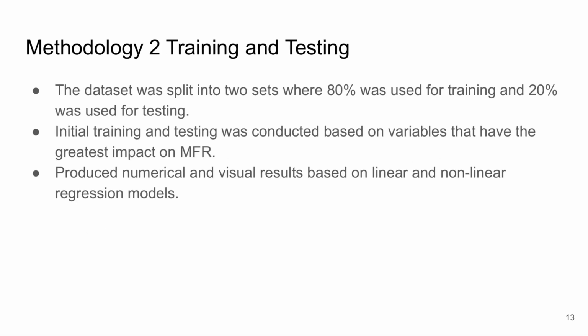And then we did training and testing of the data set. The data set was split into two sets where 80% was used for training and 20% was used for testing. This seemed to work well, so this is what we did. Initial training and testing was based on the variables that have the greatest impact on MFR, and of course the natural log of MFR. And we produced numerical and visual results based on these variables and MFR. And the final results are based on all the variables and MFR.